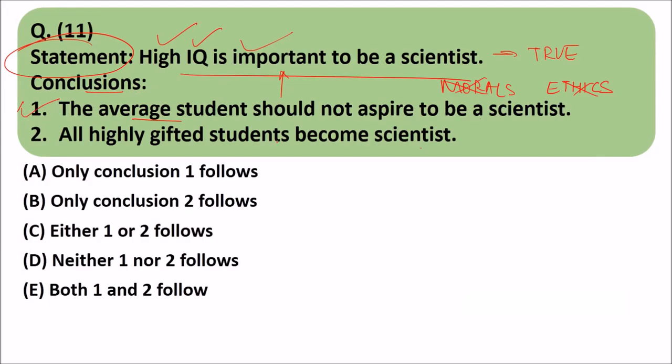Second, all highly gifted students become scientists. Now over here you can see that high IQ is important to be a scientist, but does it say that all high IQ students become scientists? No, it is not like that. It is just saying what is needed for becoming a scientist. So all highly gifted students become scientists is not true, so only one follows. So the answer is only conclusion 1 follows, A. A is the right option.